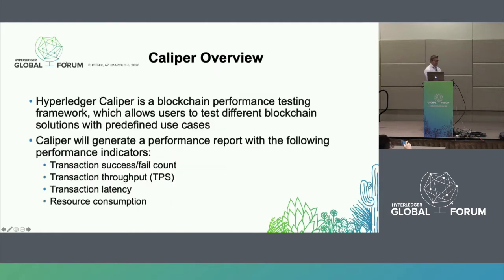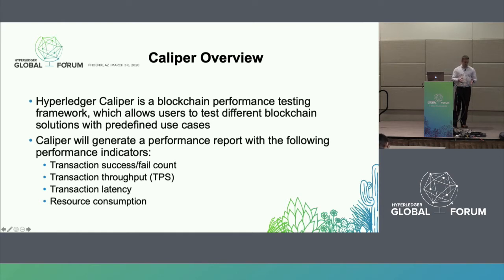Well, Hyperledger Caliper is a blockchain performance testing framework that allows you to test different blockchain solutions with predefined use cases. We're not bound to a single technology. The idea is that you can transfer the same scenario tests across to different DLT technologies. You can run the same predefined use case, and at the end of that, you'll get a generated performance report for the test case that you have run.